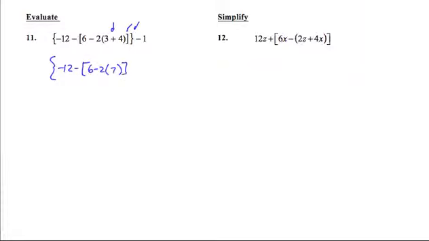Then I would have bracket, brace, minus 1. All right. Still working inside the brackets now. The next thing we're going to do is the multiplication here. Negative 2 times positive 7 will give us negative 14. And I'll copy everything else down now.